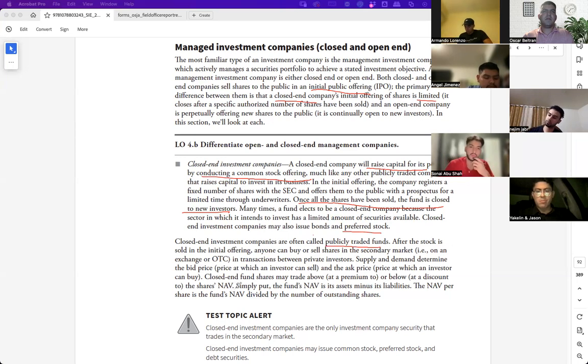You're going to learn later on in the book that whenever you have closed-end shares, the only way you can sell them is directly in the secondary markets. That's the only way you can get money from closed-end funds. You have to directly sell those shares on your own. Okay. Let's keep going.